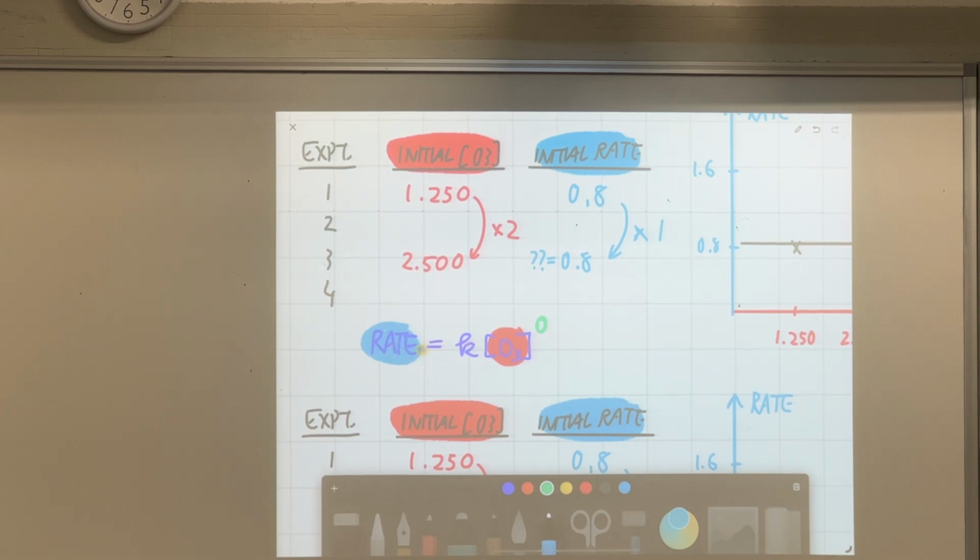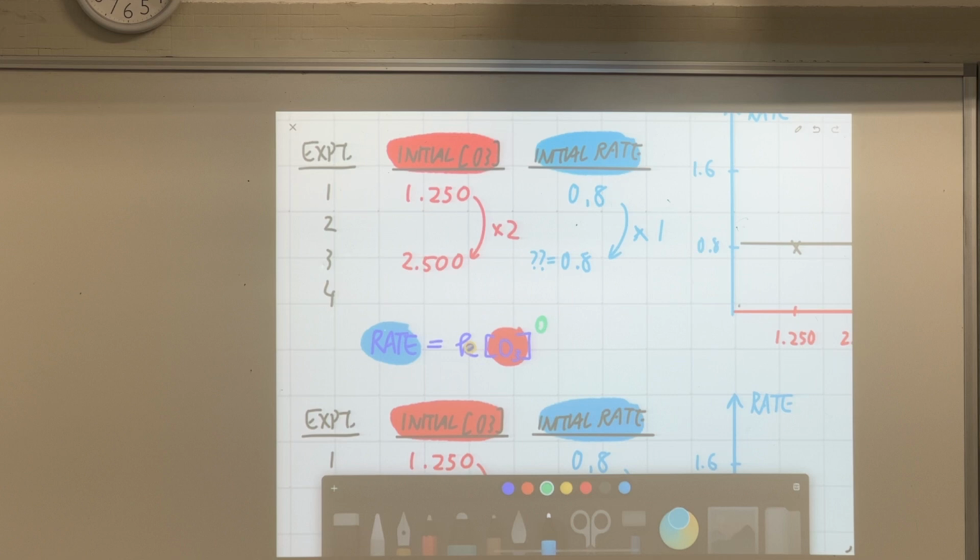0.8. Yeah, when you put 1.25 into here... and when you put 2.5 into here, 2.5 to the power of 0 will be 1, right? So what would the rate become? Well, first we need to find what K is. When you put the concentration 1.25 into here and raise it to a power of 0, 1.25 to the power of 0 will become 1, right? So what must K be in order for the rate to be 0.8? It must be 0.8, right? So K must be 0.8.